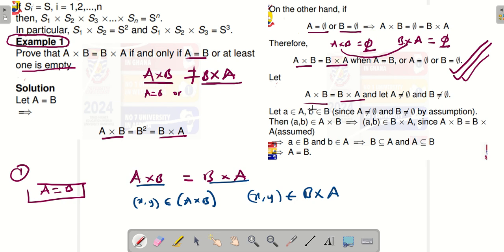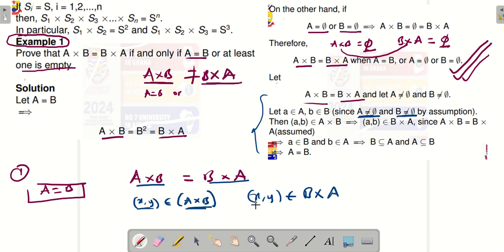Now, in this case, we are making an assumption that A is not an empty set and B is also not an empty set. Let's take note of that. So if A is not an empty set and B is not an empty set, then it means that there is an ordered pair, a Cartesian product, which belongs to the set A cross B, or B cross A.